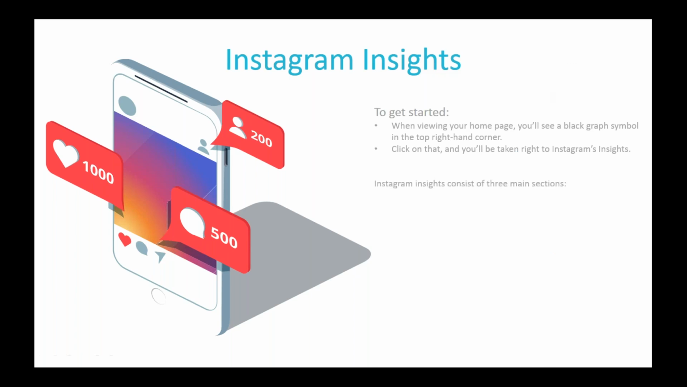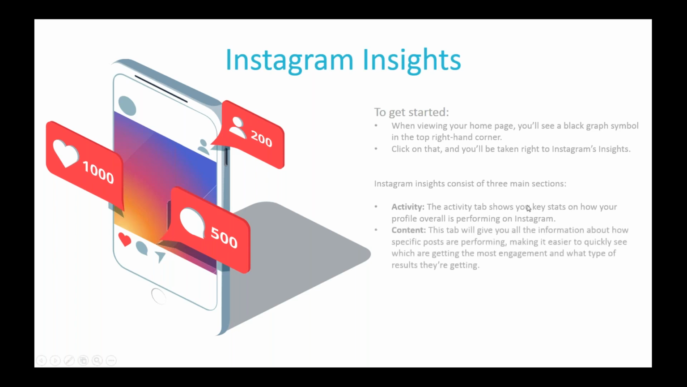And then this consists of 3 main sections. Activity, and this will show you key stats on how your profile is performing on Instagram. Content, this will give you all the information about how specific posts are performing. So it'll be similar to Facebook in that sense. It'll break it down post by post. It'll also have analytics on your stories, live video, different things like that, making it easier to see which posts are getting the most engagement.